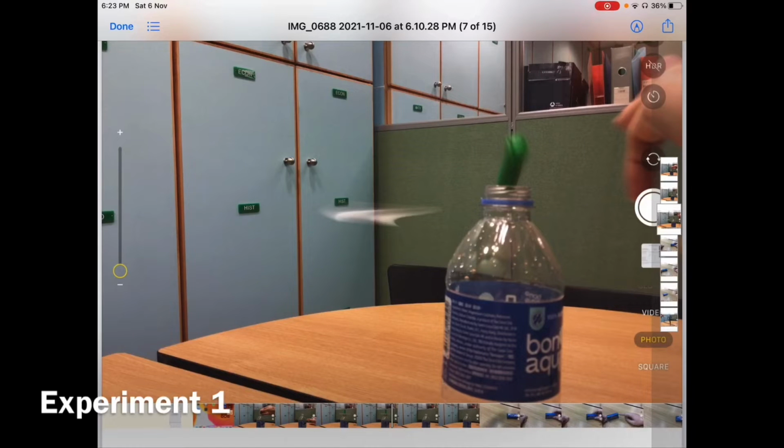And here is part of the result. What I use is a green cap. After I remove the cardboard, then it will fall down into this bottle. Why?